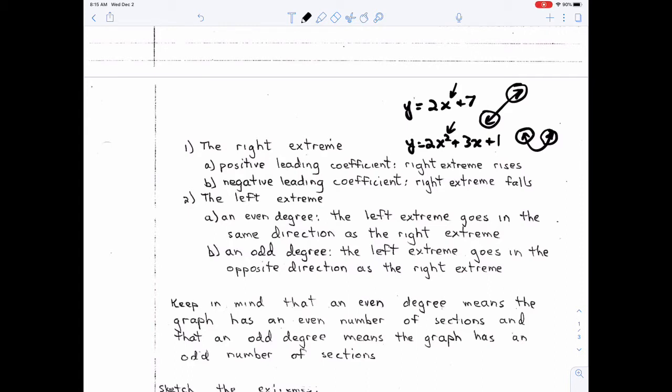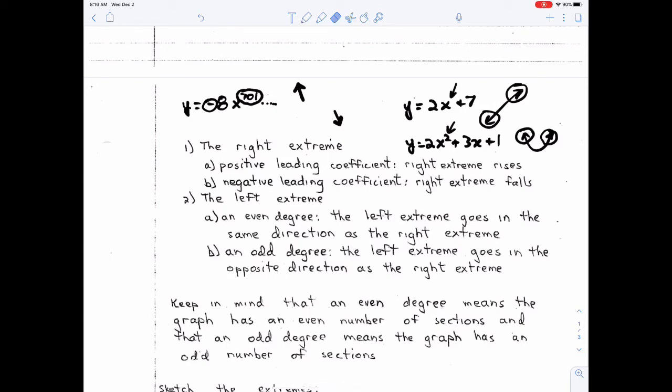Now, what if it's like y equals negative 8x to the 701st power, and so on? Well, it's negative, so the right will go down. That tells you what the right does. Since the degree is odd, the left is going to go in the opposite direction, so it will go up. That's really about all there is to it.